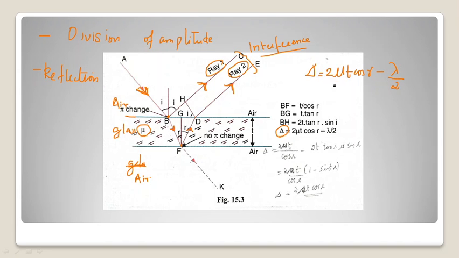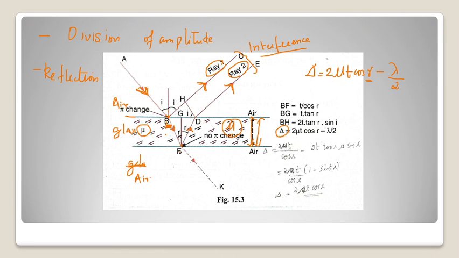Here mu is the refractive index of the thin film, here it is glass. t is the thickness of this thin film, here it is t. How thick is the glass plate? Then r is the angle of refraction. Here this will be r, angle r. The incident beam will be refracted into the glass plate and that angle is denoted by r. Then lambda by 2, lambda is the wavelength of the incident light.